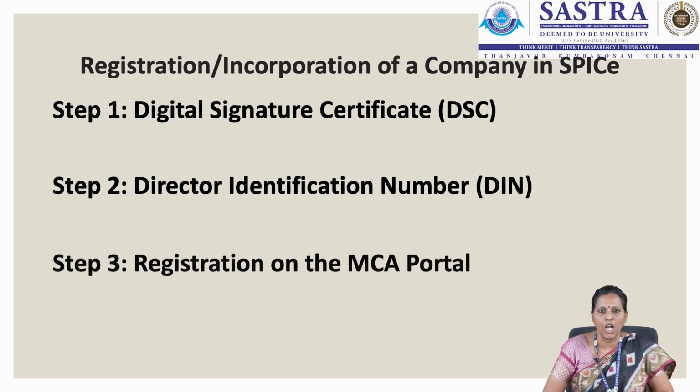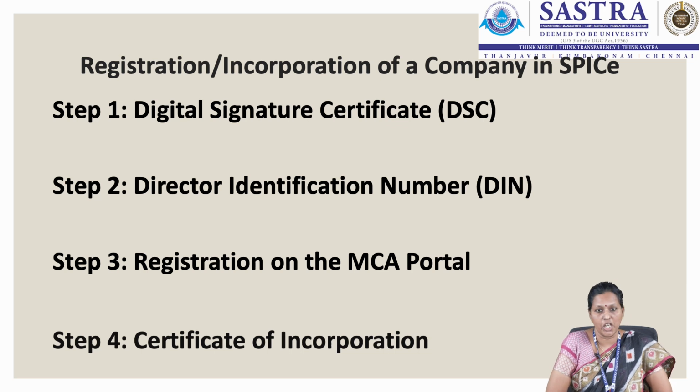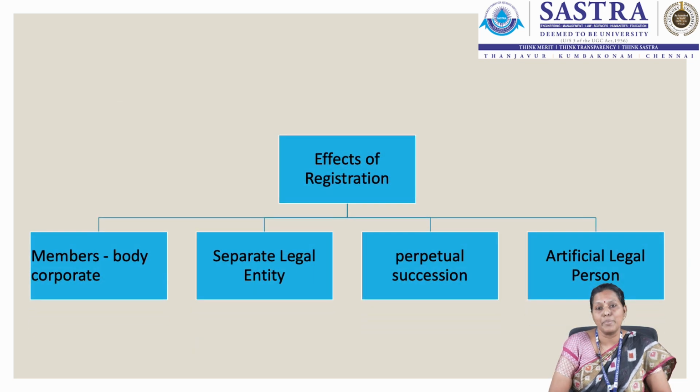Once the company uploads all the relevant documents, they would be scrutinized by the Registrar of Companies, and based on compliance with all the necessary requirements, the certificate of incorporation would be issued to the company. These are all the procedures that should be followed in order to register the company in the online mode. Once the certificate of incorporation is issued, we say that the company has been registered.